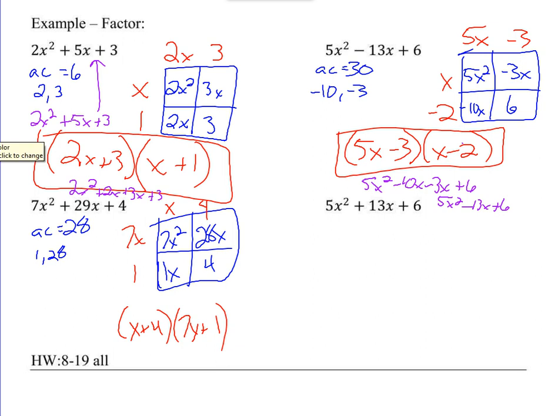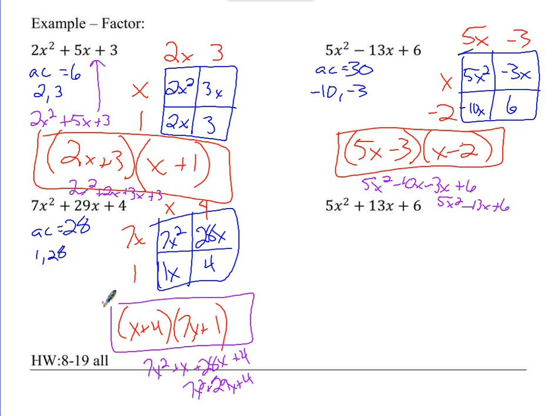Okay, so we FOIL, what do we get? Yep. Okay. And is that what we started with? Sure is. So now I can draw a box around that and be totally confident that I did it correctly. All right.